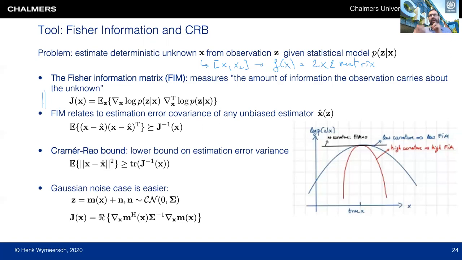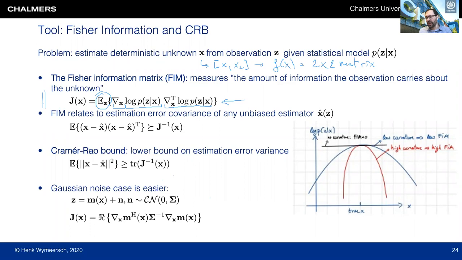So how you compute this Fisher information matrix is by this expression here. It may look a little bit intimidating, but actually it's not very complicated. You take the logarithm of the likelihood function, which is something that you would often use anyway when you're doing estimation. You take the derivative with respect to the unknown, and then you have the transpose of this, and then you take expectation over all possible observations. So this is how you compute it. I will show some examples later.